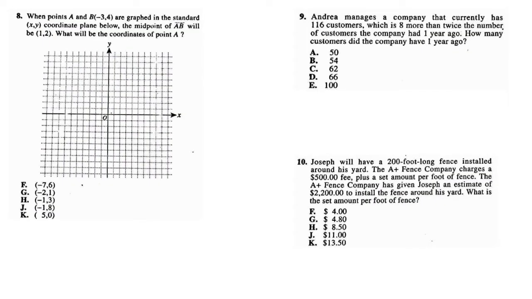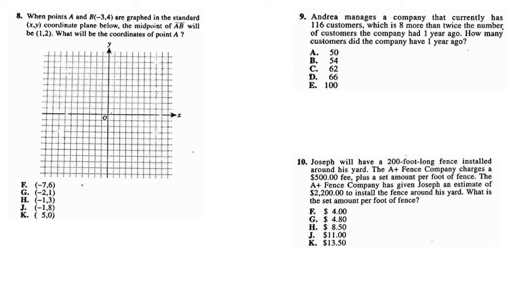Okay, number 8. So we have the points A and B, graphed in the coordinate plane below. And what do they want us to do? The midpoint of AB is 1, 2. What will be the coordinates of A?